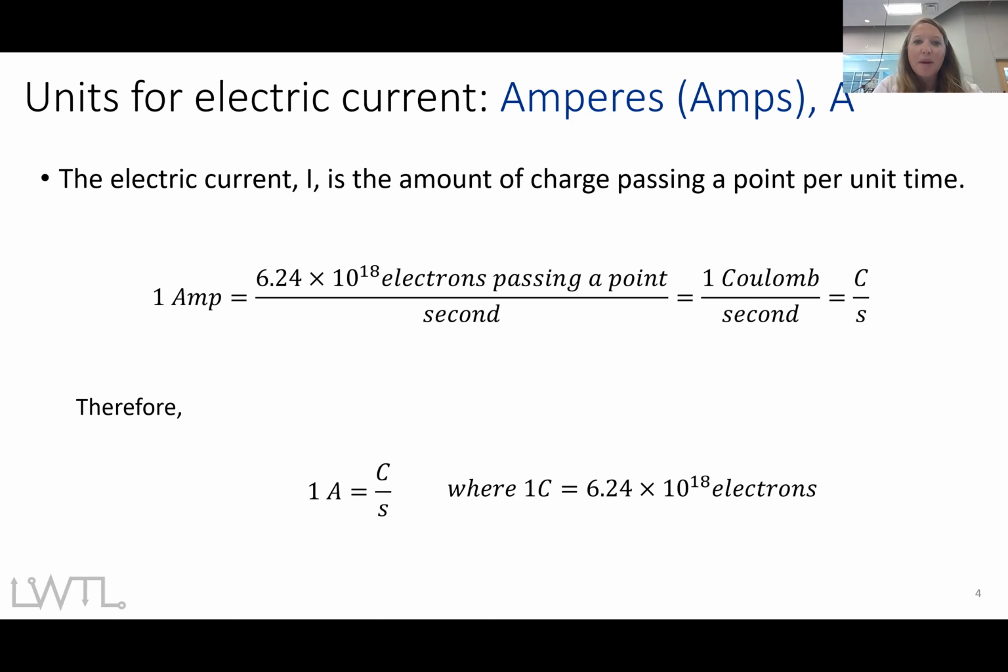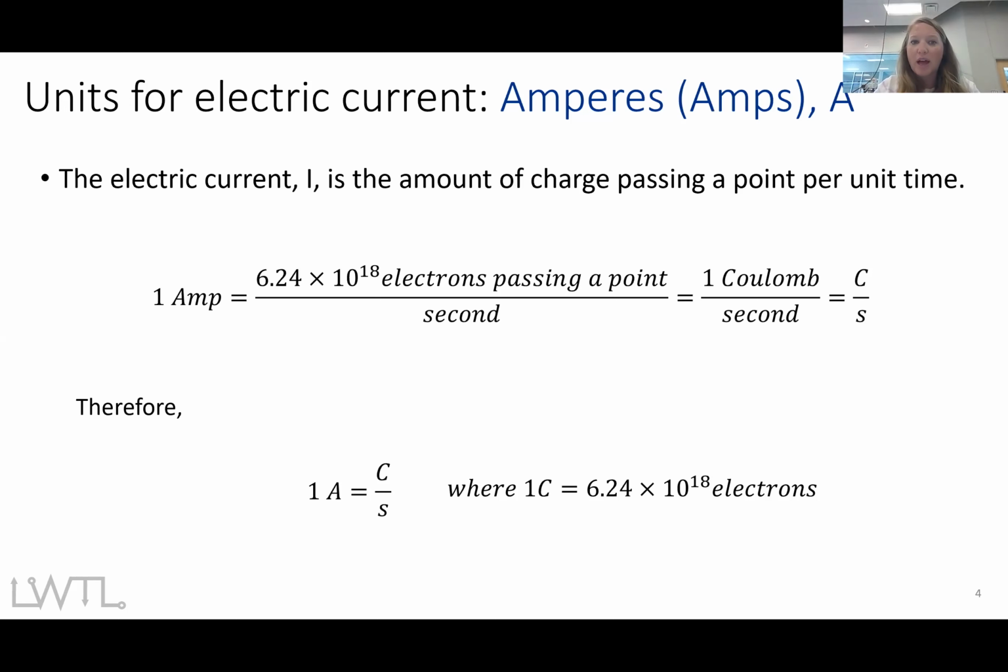An amp is the unit of current, and current is the amount of charge passing a point per unit time. That charge, remember, is the number of electrons. When we talk about current in terms of an amp, we are looking at it as the number of coulombs per second. A coulomb is a new term that we're introducing, and basically a coulomb is a grouping of electrons. Remember when we talked about the copper block? We had this block of copper.